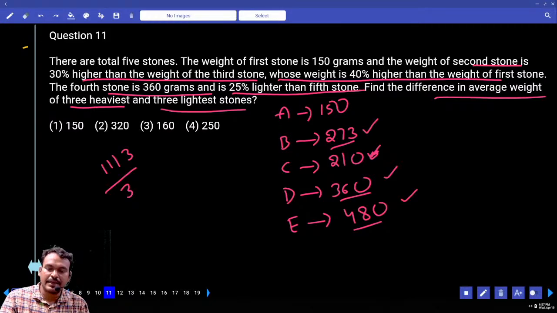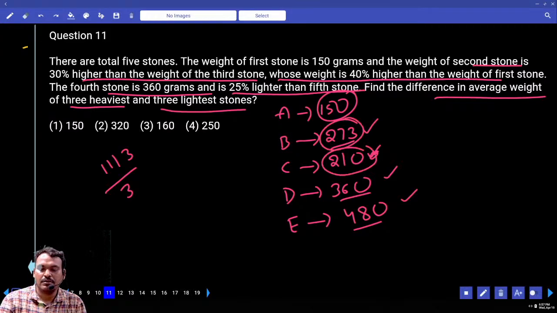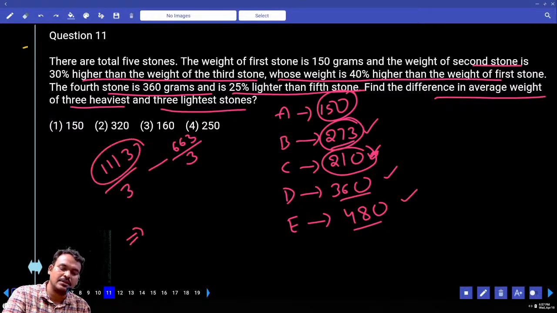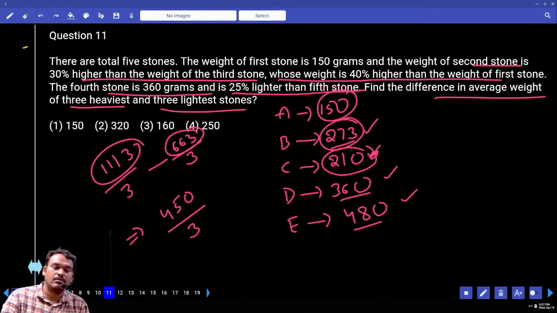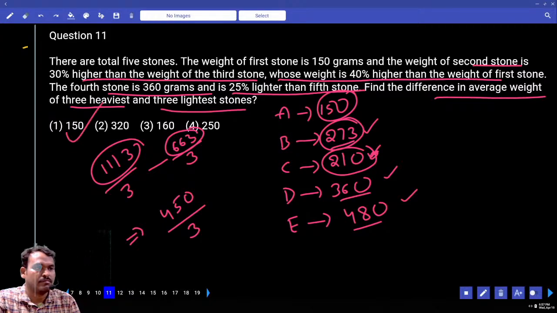Next, the 3 lightest: 150, 210, 273. 150 plus 210 is 360. 360 plus 273 is 663. Divide by 3. The required is the average difference. First of all, 1113 and 663. What is the difference? 450, divided by 3. What is the answer? 150.